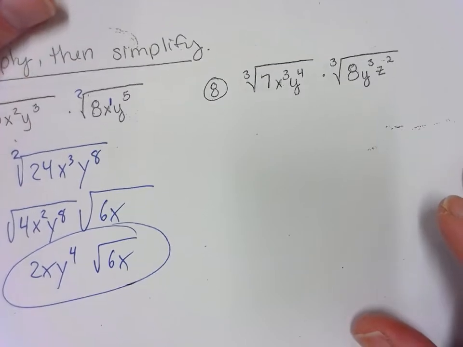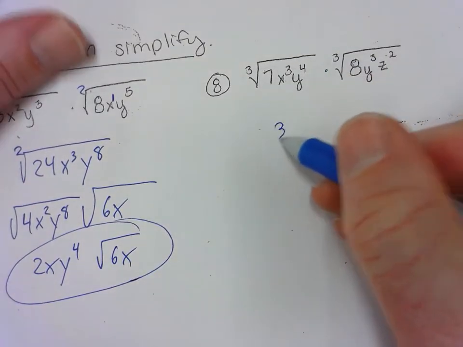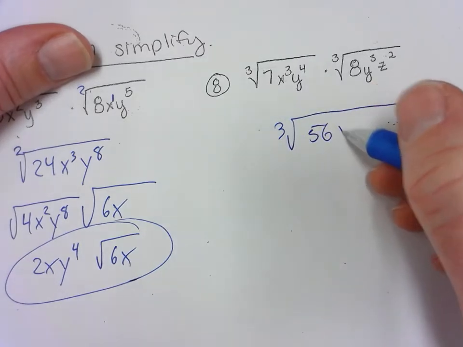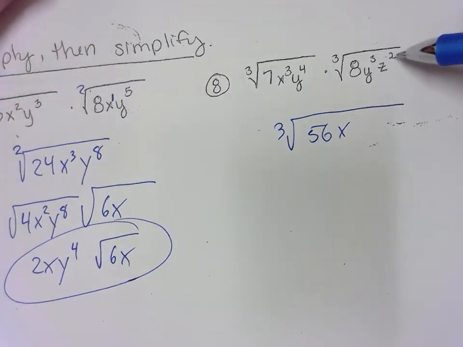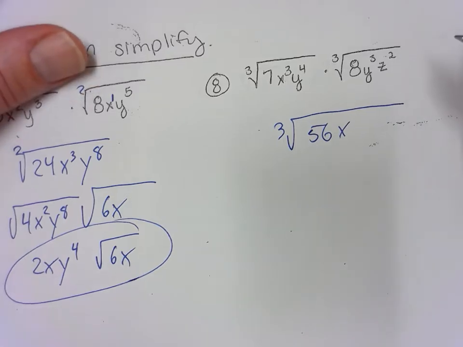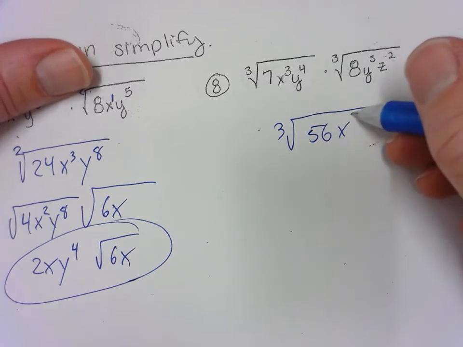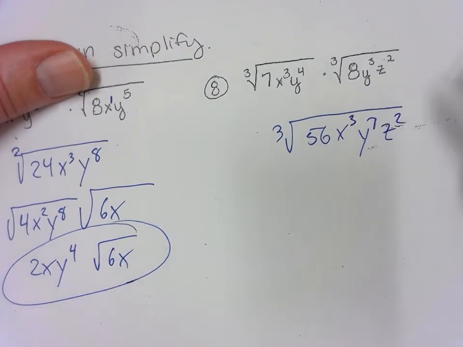The next one, we're going to multiply these together. So 1 cube root, 56, x. Now I can't tell from the photocopy if that's a 2 or a negative 2. I'm just going to go with the fact that it's a 2. This has been scanned and photocopied off, so let's see. 56x to the 3rd, y to the 7th, and z squared.